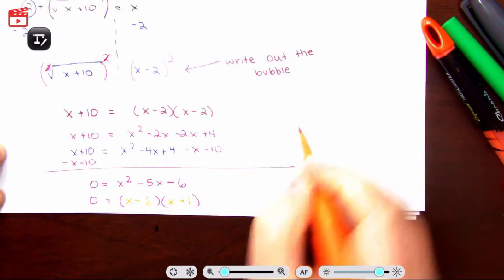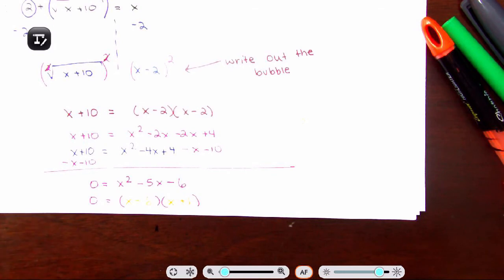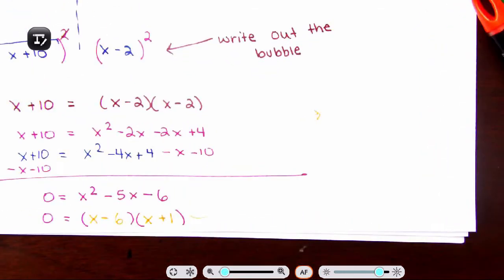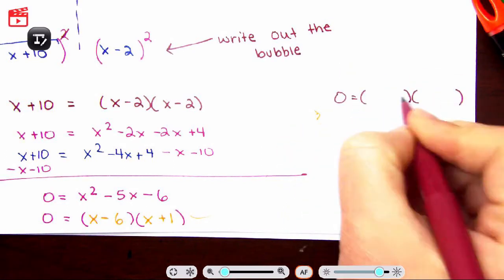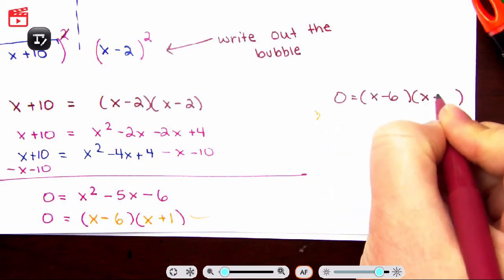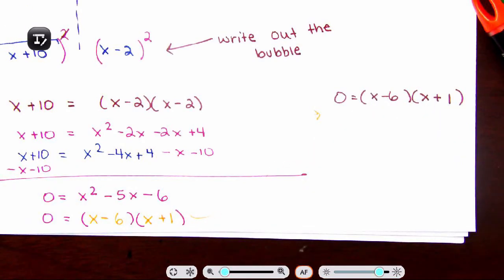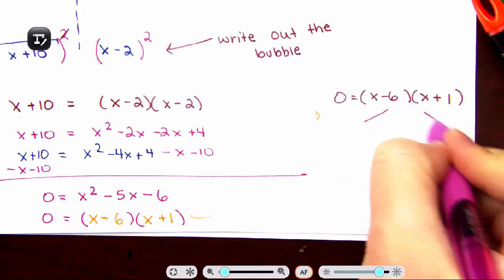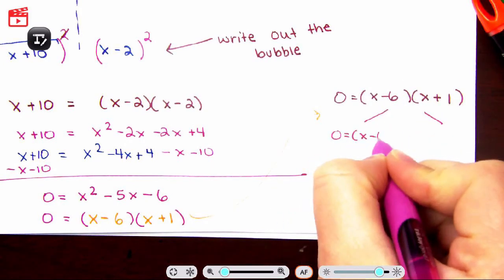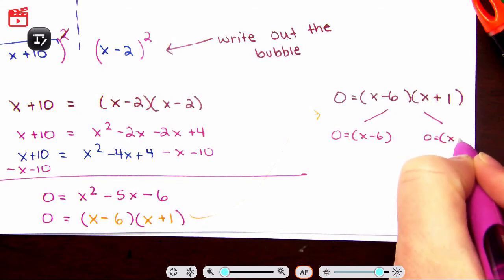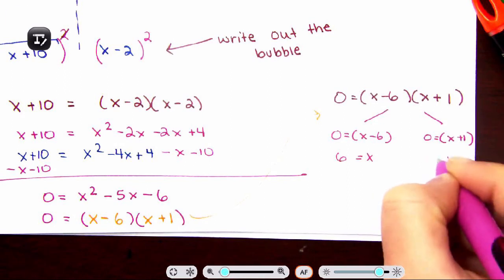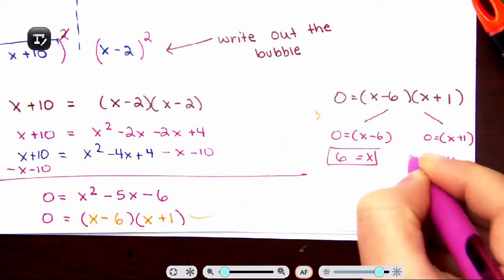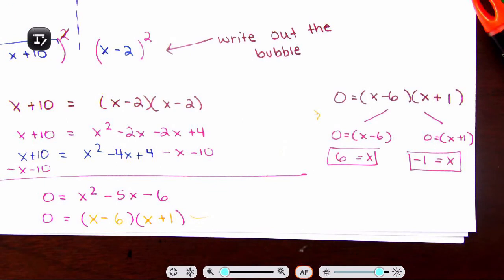Now that we're factoring, we're still solving. We still need to solve for x. So once you're here, you're going to solve for your zeros, just like we did when we initially found our x-intercepts. You're going to set each bubble equal to 0. You're going to solve, which gives x equal to 6 and x equal to negative 1. Now, these are not my final answers because I don't know if I have extraneous solutions.